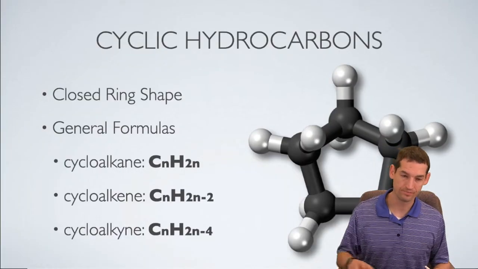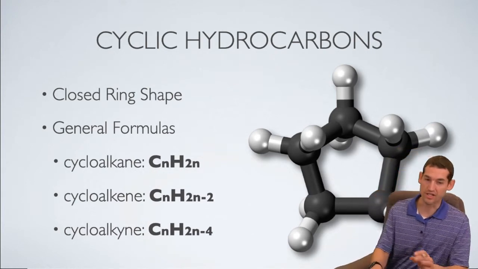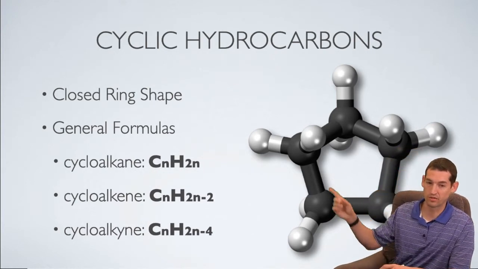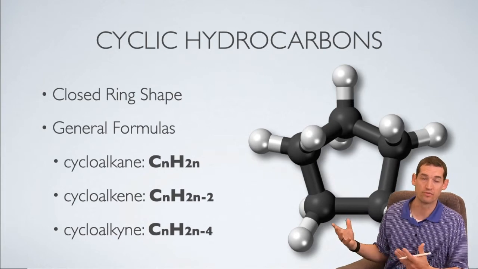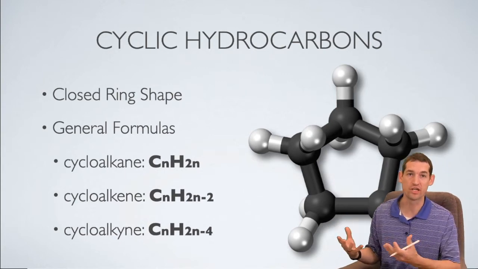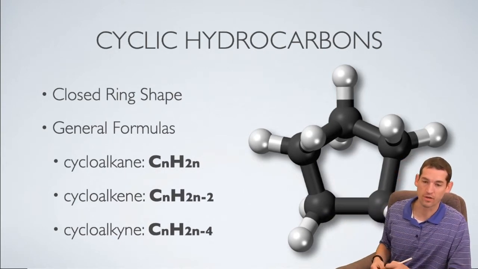All right, the last group of organic molecules we're going to look at today are the cyclic molecules. Now, these aren't technically their own family, but because of their cyclic nature, meaning ring-shaped, it does change a little bit about how we name these molecules. So, for example, here you can see there's a 5-carbon molecule in a ring, and it forms kind of a pentagon shape because of the 5 carbons.